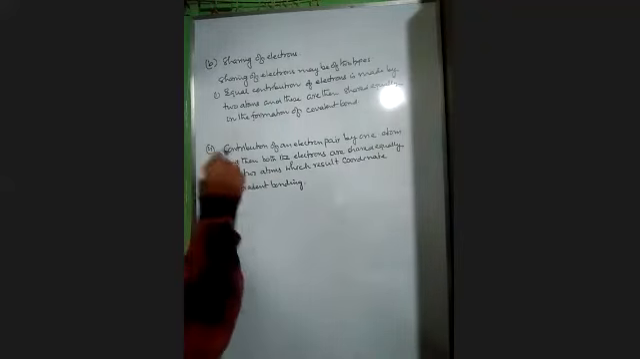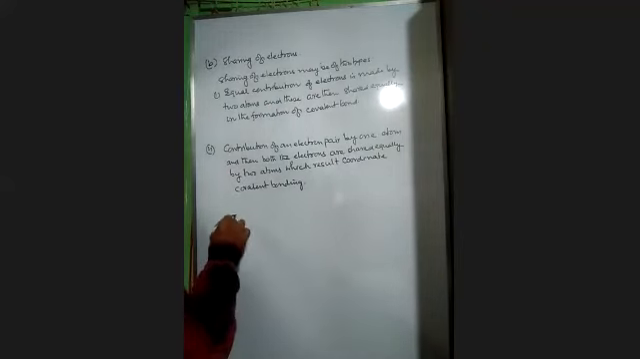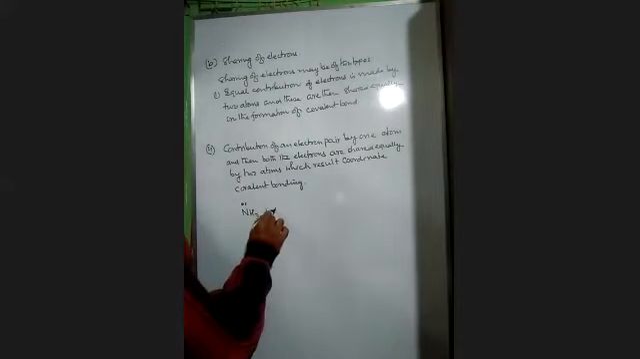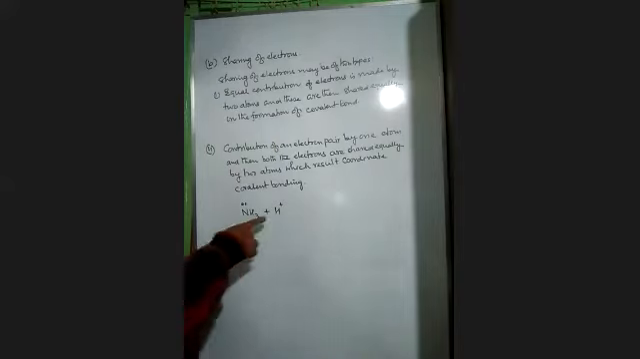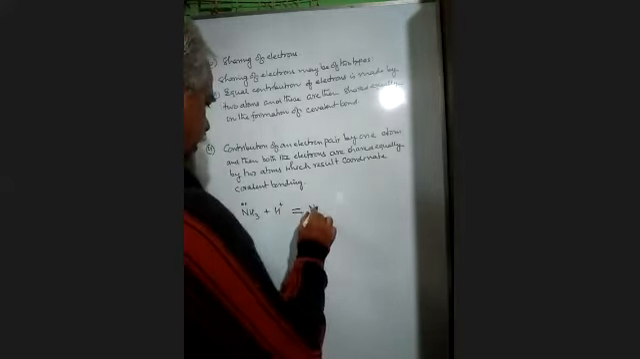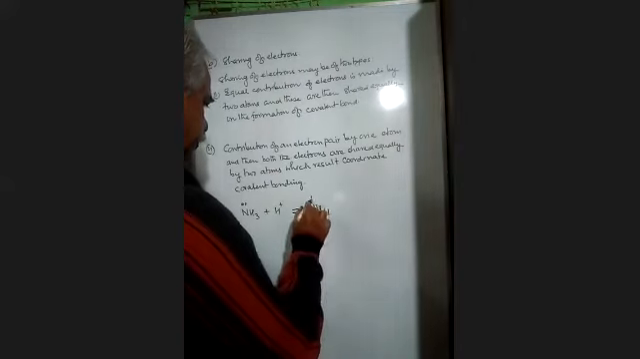So let's see. I have taken here NH3 and to that I have added acid H plus. This hydrogen does not have an electron. And what does it form? It forms NH4 plus. So let us see now.